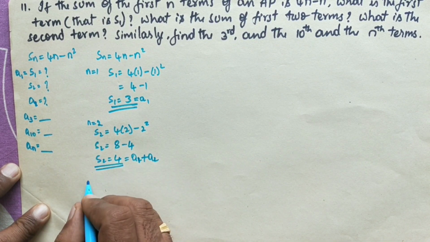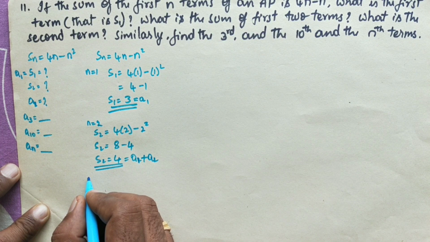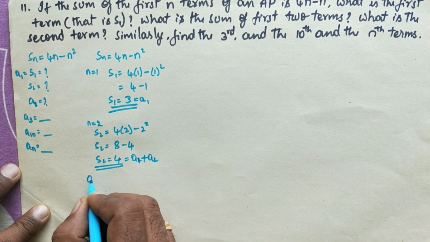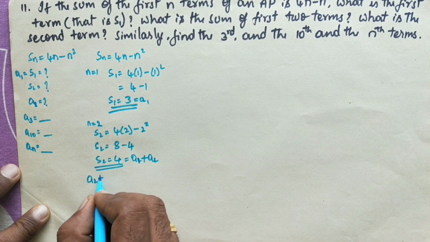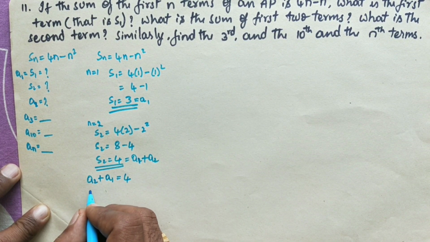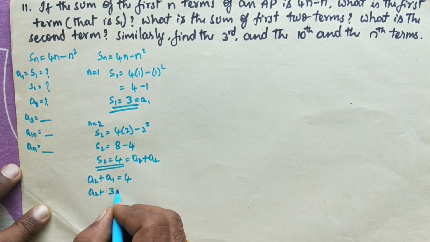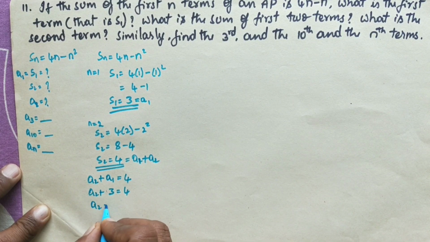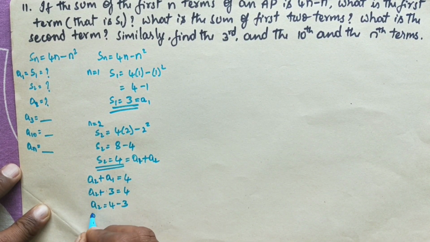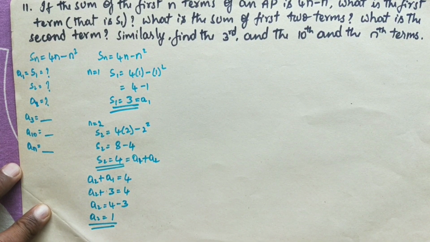So if we want A2, A2 plus A1 is equal to 4. A1 is 3, so A2 plus 3 is equal to 4. So A2 is equal to 4 minus 3. So A2 is equal to 1.